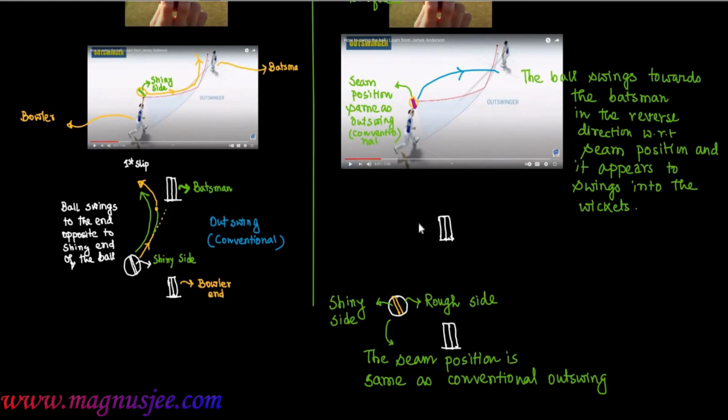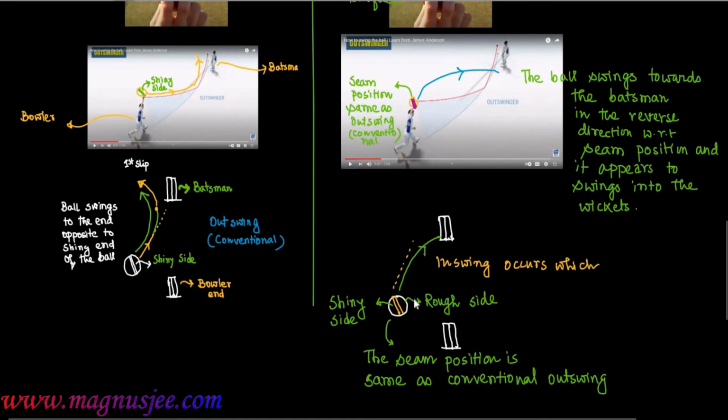If the ball is thrown after 40 overs, this is the original trajectory along which the ball is to be thrown, and the ball swings towards the batsman. That means inswing occurs in the reverse direction with respect to the seam position. The seam is pointing outwards, but the ball swings inwards. This inswing is known as reverse swing.